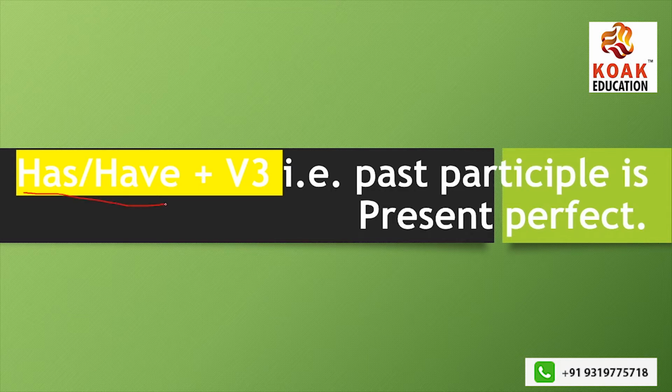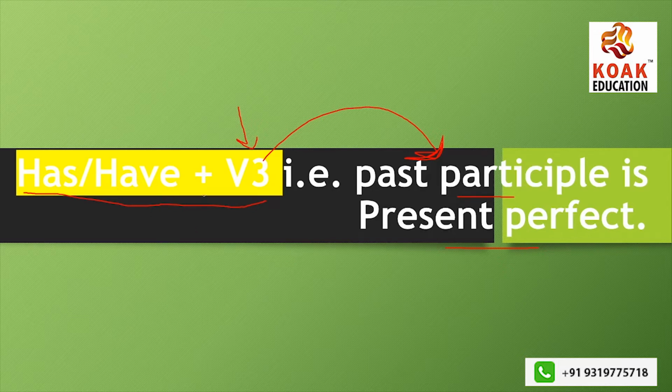Has or have plus third form of verb. Now this is the past participle, that is V3. V3 is the past participle form of verb that I'm talking about. It is present perfect. Now present perfect means that the action has completed, okay?